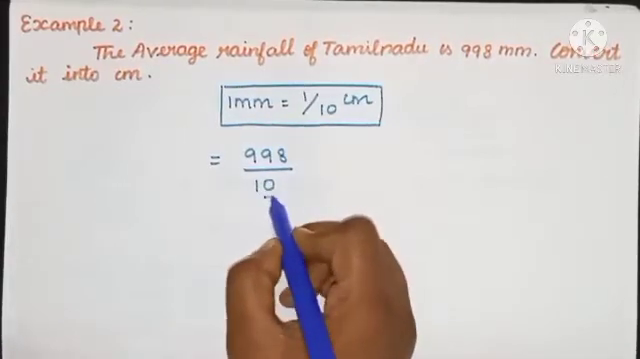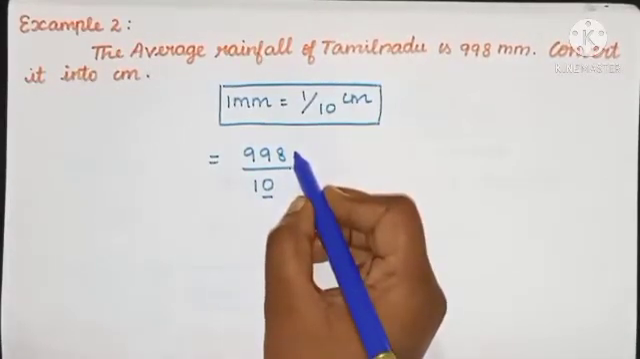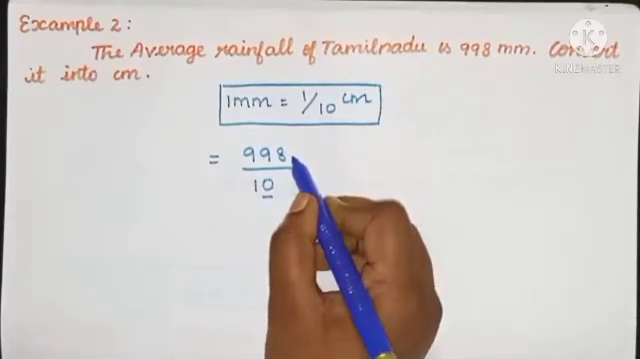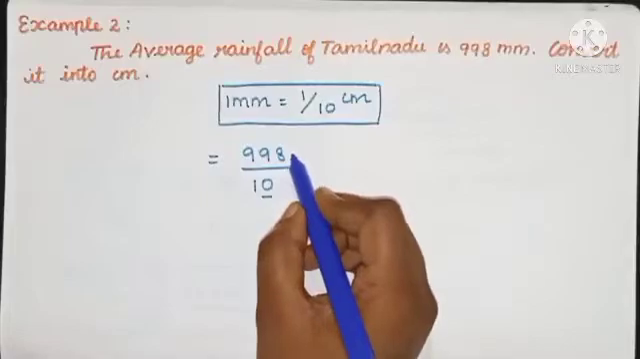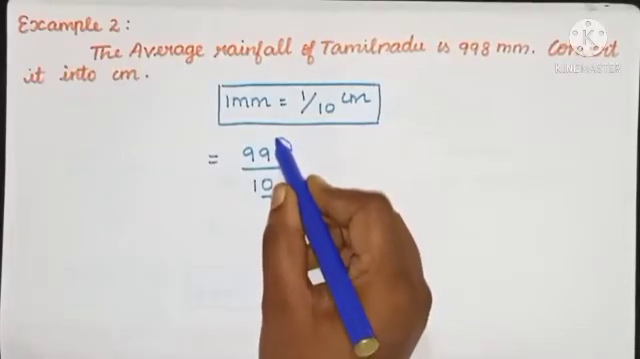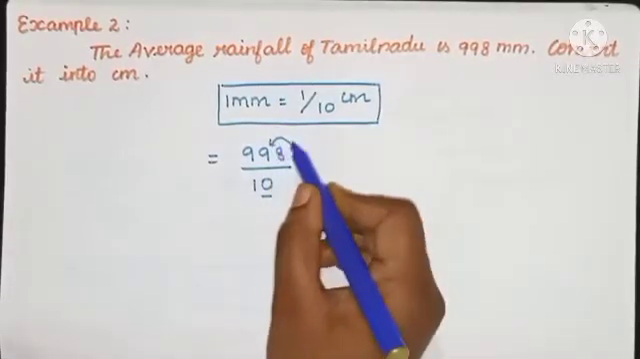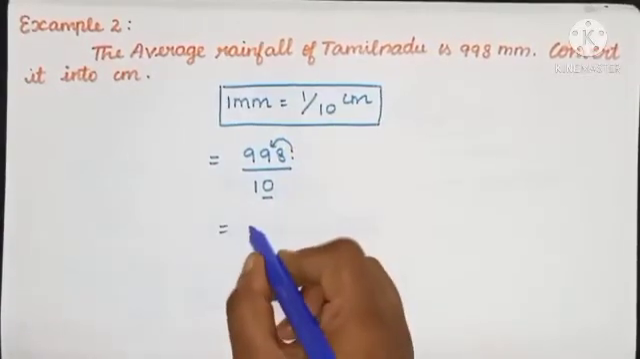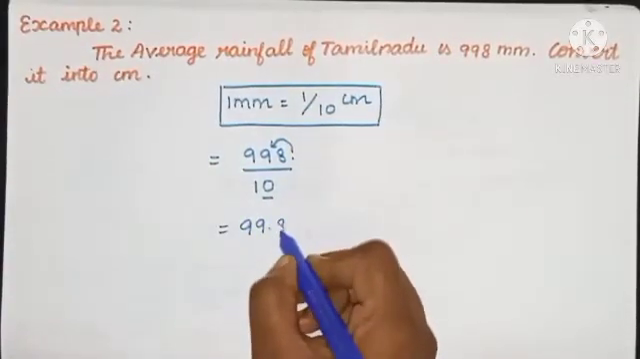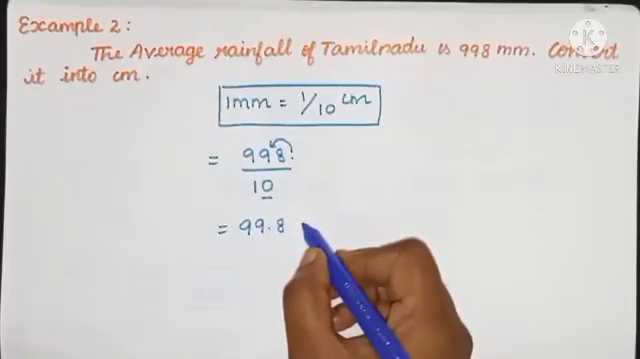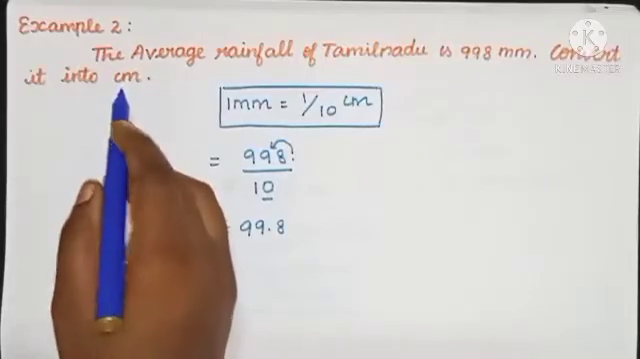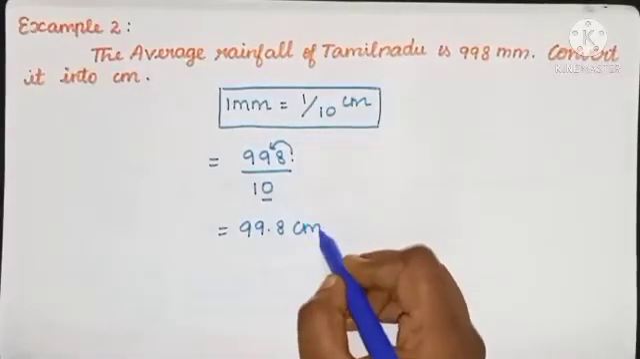Here we have only 1 zero. So you have to move the decimal point. Here the decimal point is not given. So place the decimal point here and you have to move the decimal point towards left 1 place. See, 1 place you have to move towards left. So your answer will be 99.8 centimeter. Yes, you have to convert millimeter into centimeter only, so you have to use centimeter here.